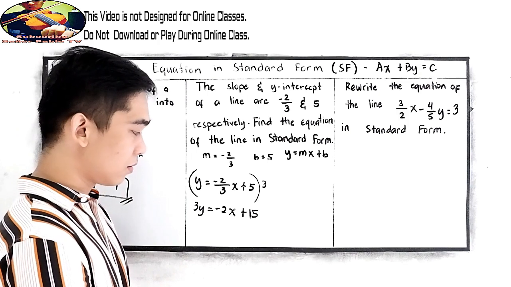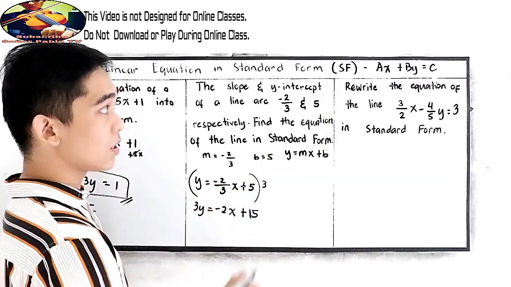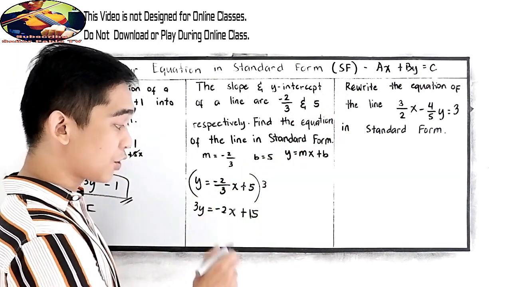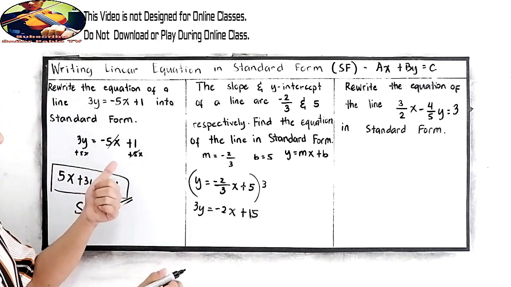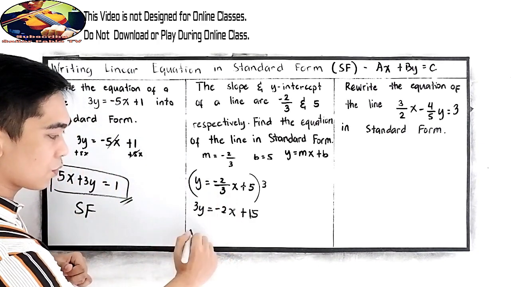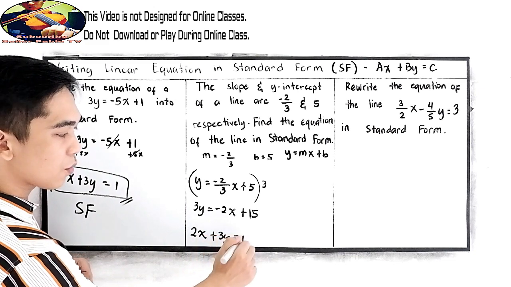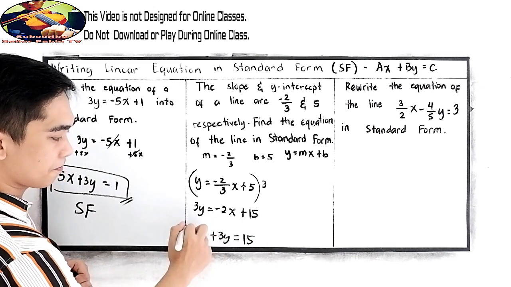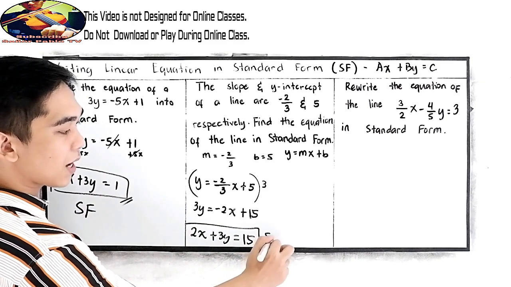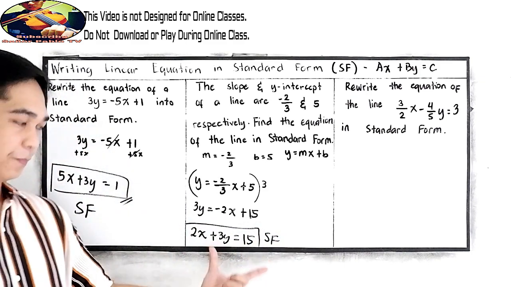And now, write into standard form. Addition property of equality, just like what we did in number 1. So, it will become 2x plus 3y is equal to 15. This will be our standard form.